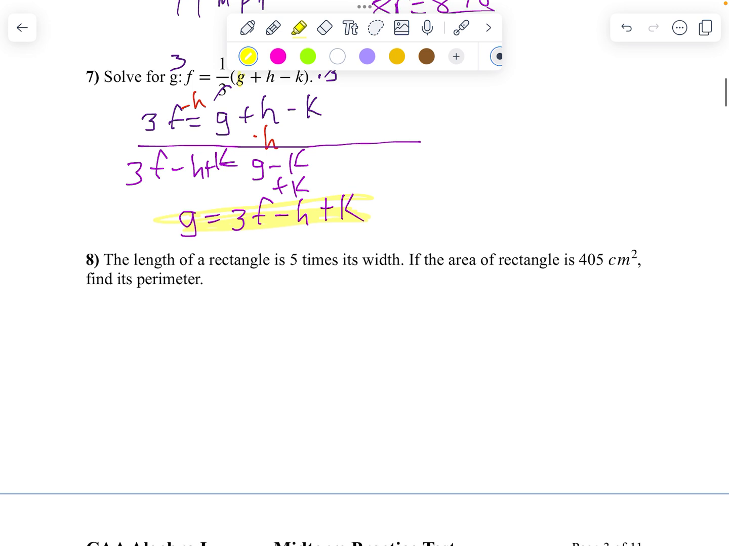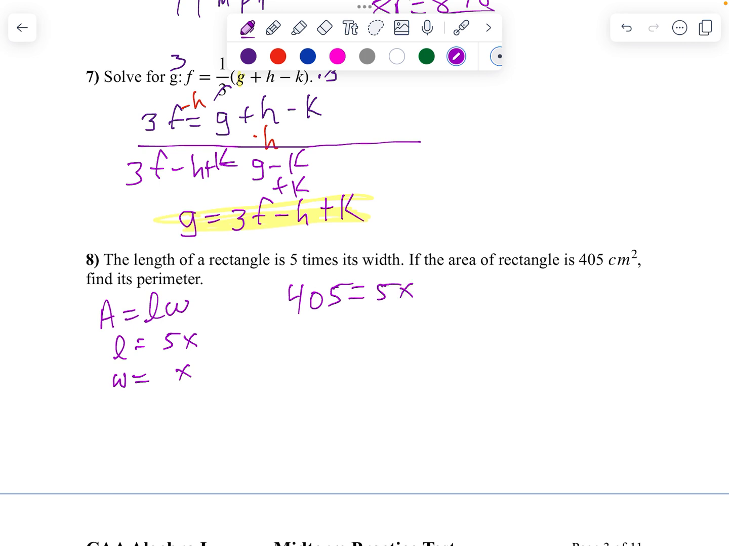Now if we take a look at question 8, the length of a rectangle is 5 times its width. And we're given the area. So we should know the formula for area is length times width. Now, the length is 5 times the width. So I'm going to define the width to be x. The length is 5x. And so when I do this, I'm going to say 405 equals 5x times x. I can simplify the right-hand side. X times x is x squared.